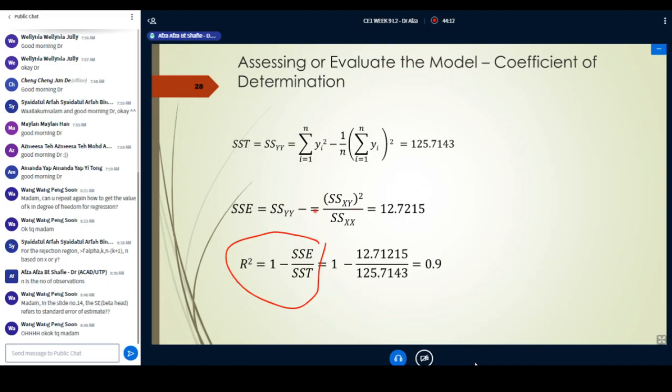All right. Oh, this one, there's no sign. And I get a value of 0.9. So that means this is good, because this is 0.9. Meaning 90% of the food expenditure is accountable, or contributed, by the value of the income. So this is a good one.